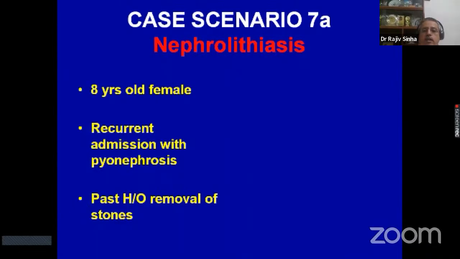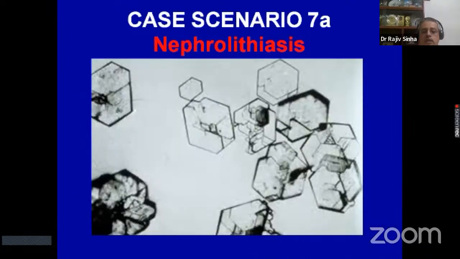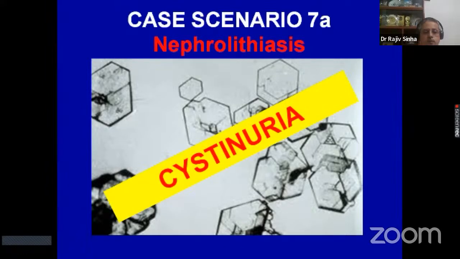Moving on to another set, stone. This was an 8-year-old female with recurrent infection with pyonephrosis. Had at least 3 surgeries for stone removal, but nobody had bothered to look at the urine routine examination properly, the urine microscopy, which had distinct crystals, and the child had cystinuria.